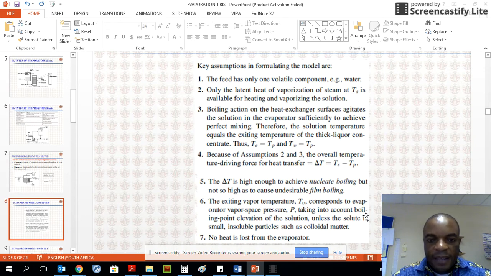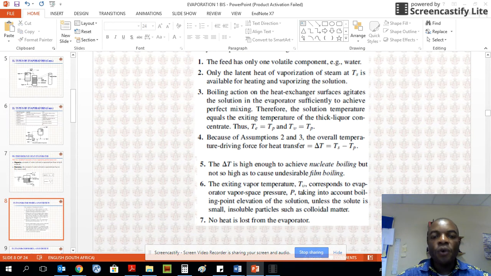6, the exiting vapor temperature, TV, corresponds to the evaporator vapor space pressure, which implies that you can use your steam table, knowing the pressure, to estimate what will be the temperature of the vapor space. 7, no heat is lost from the evaporator.